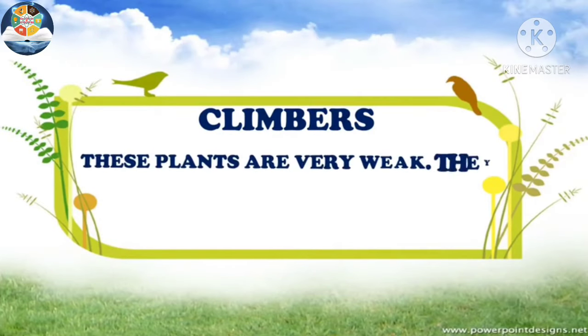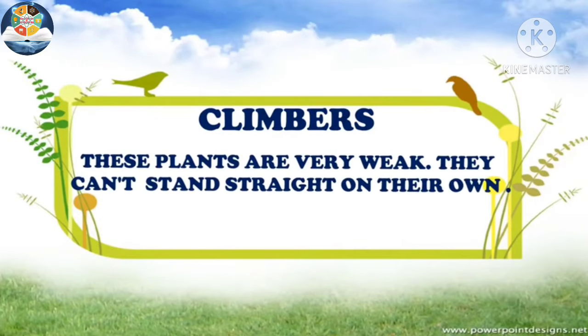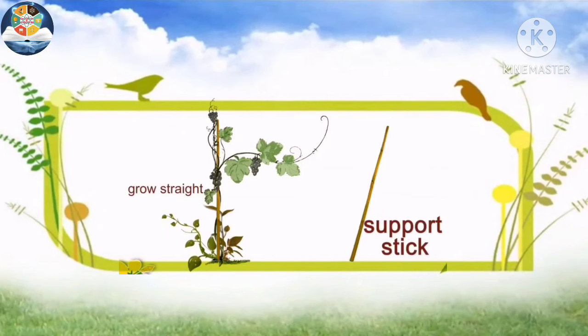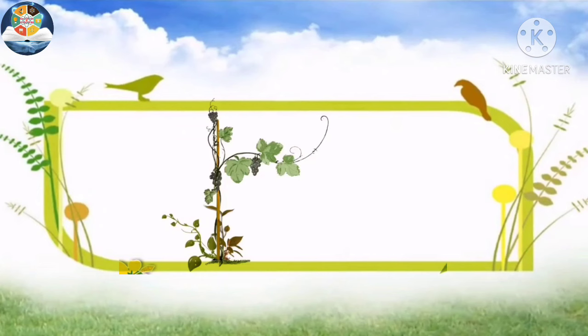Climbers. These plants are very weak. They can't stand straight on their own. Students, some plants have weak stems. They cannot stand straight. They need a support to climb up. Such plants are called climbers.